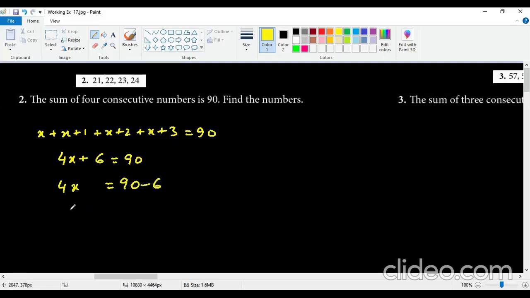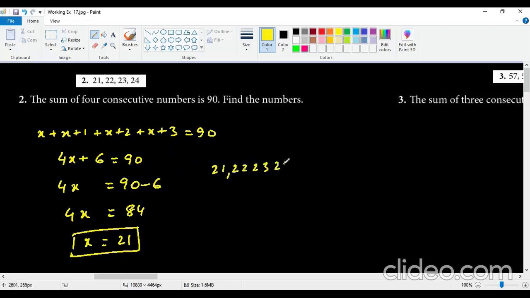84, and x will be equal to 21. Let's see if the answer is correct or not. So 21, 22, 23, and 24. When you add them up, this is going to give us 90. Moving on to the next question.